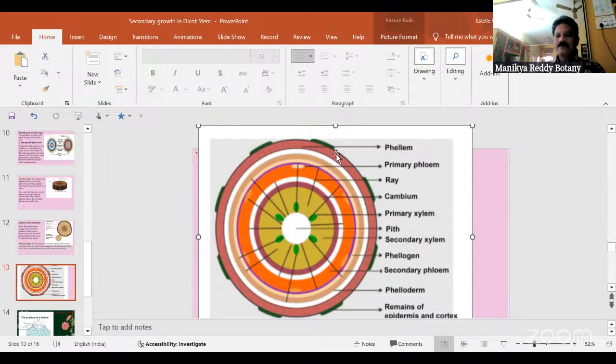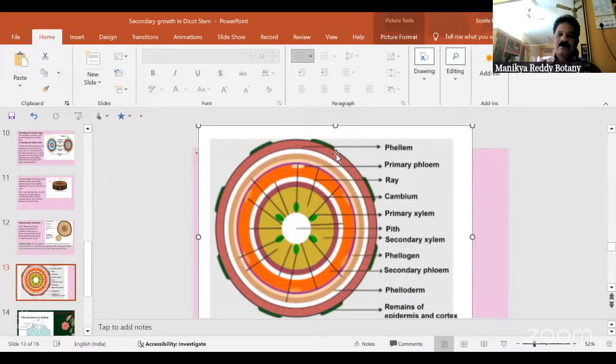From outer to inside, this is the sequence of the arrangement of tissues: phellem, phellogen, phelloderm. I'll repeat once again. From outer to inner side, phellem is the outermost tissue. It is a cork tissue. The meristematic tissue is called phellogen. Inside the phellogen, there is a secondary cortex, whose other name is phelloderm.